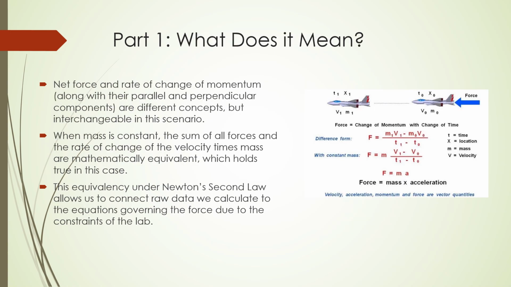So net force and the rate of change of momentum and their parallel and perpendicular components are technically different concepts, but they are mathematically equivalent in scenarios where mass is constant, like this one with the star. So this allows us to take raw data like velocity and position that we get from, say, observation or computation, and connect it to these net force calculations, and that allows us to come to conclusions like finding the mass of the black hole, things like that.